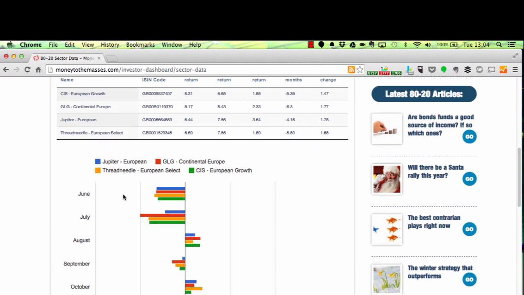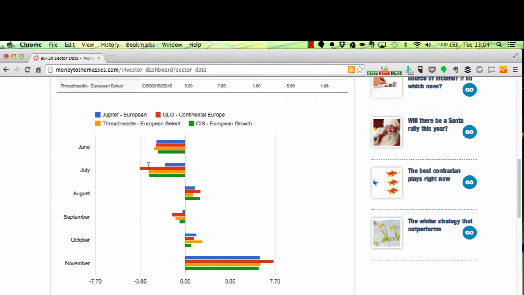So what you can do here, for example, is look at these funds and see how each has performed when the market's fallen, and when the market's gone up. In this particular example, when the market goes down, they've all tended to drop. But what's interesting is they don't all drop the same.